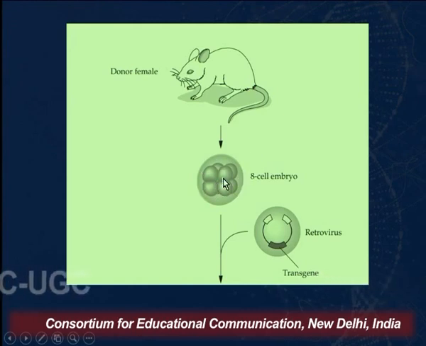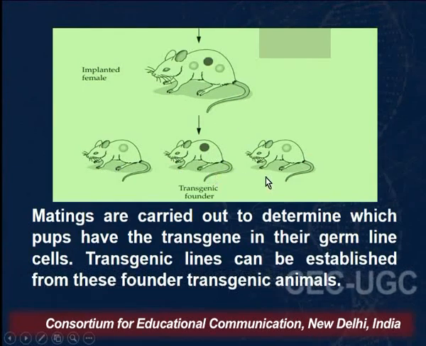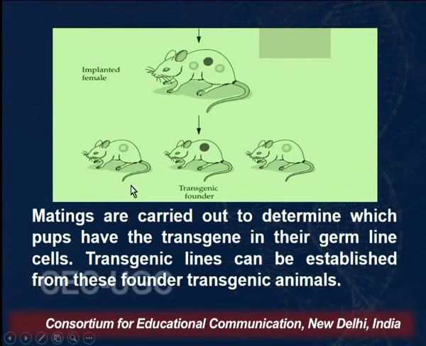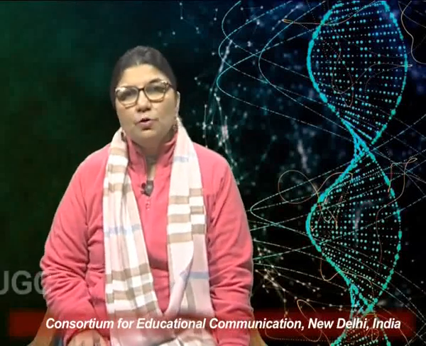Now they are a ball of cells. During development, they can form any of the different cells. But we want these retroviruses to enter the dividing cells or the germline cells. When they enter the germline cells, we identify which of the pups have the transgene expression in the germline, and then we breed them and create a transgenic line. So these are the founder transgenic animals. This is the mechanism or methodology involved in the creation of transgenic mice using retroviral vectors.